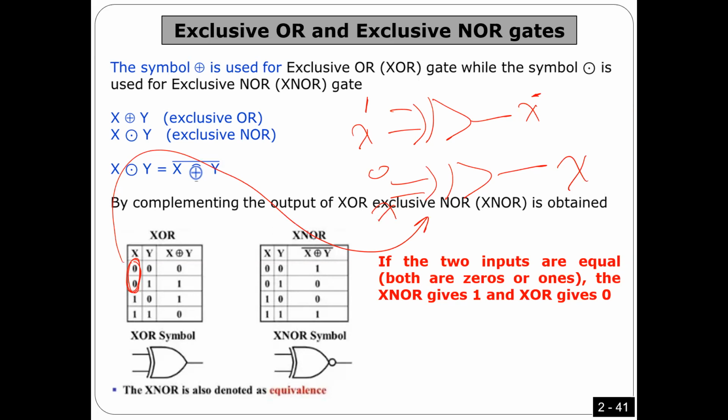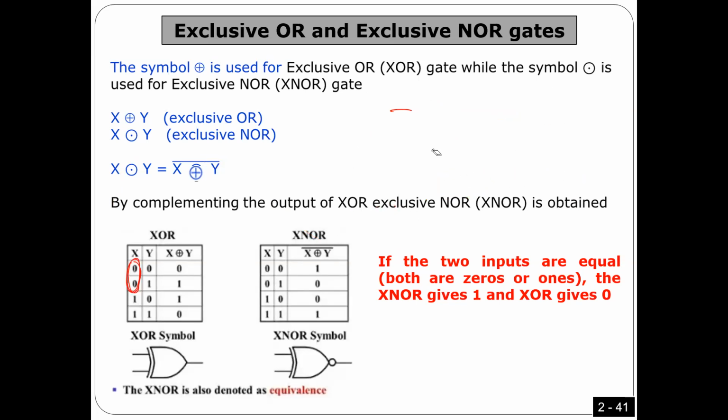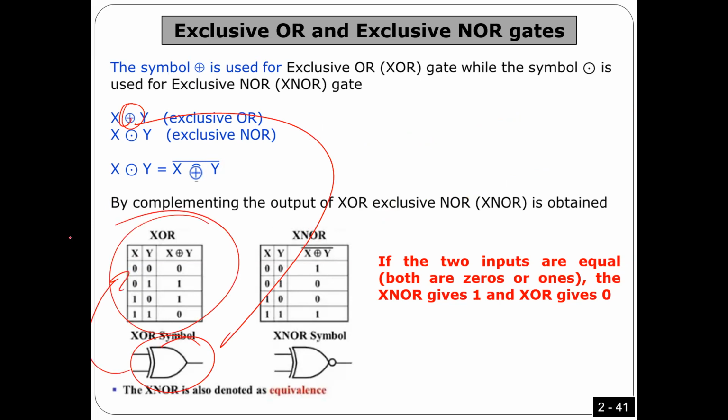Any questions? So exclusive OR can tell you if it gives you 0, that means the two inputs are equal. If it gives you 1, that means the two inputs are not equal. Is that okay? Again, as I told you, this one should come number 1 for these new gates. You need to know the symbol, and you need to know how it works, the truth table.